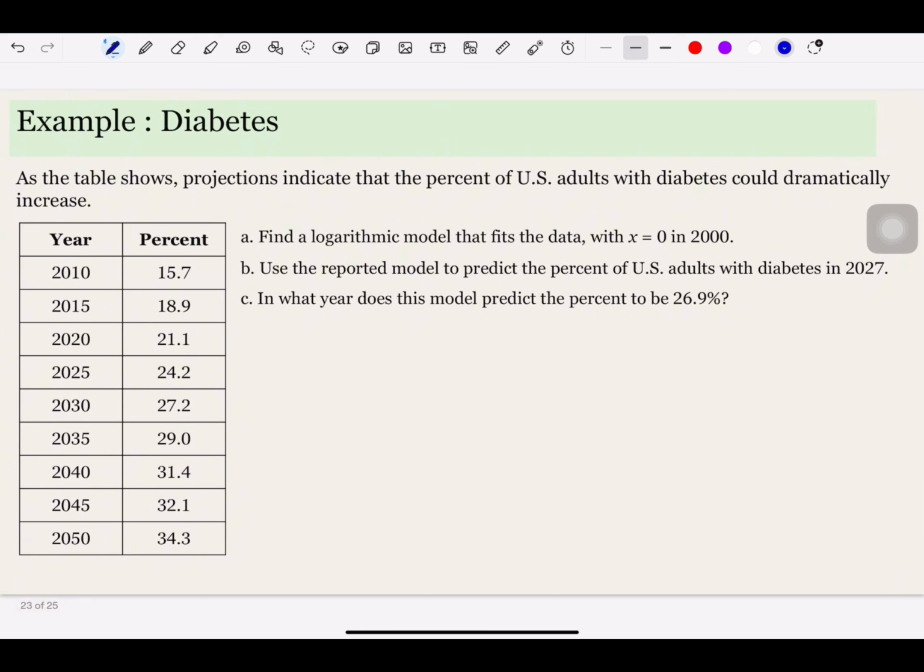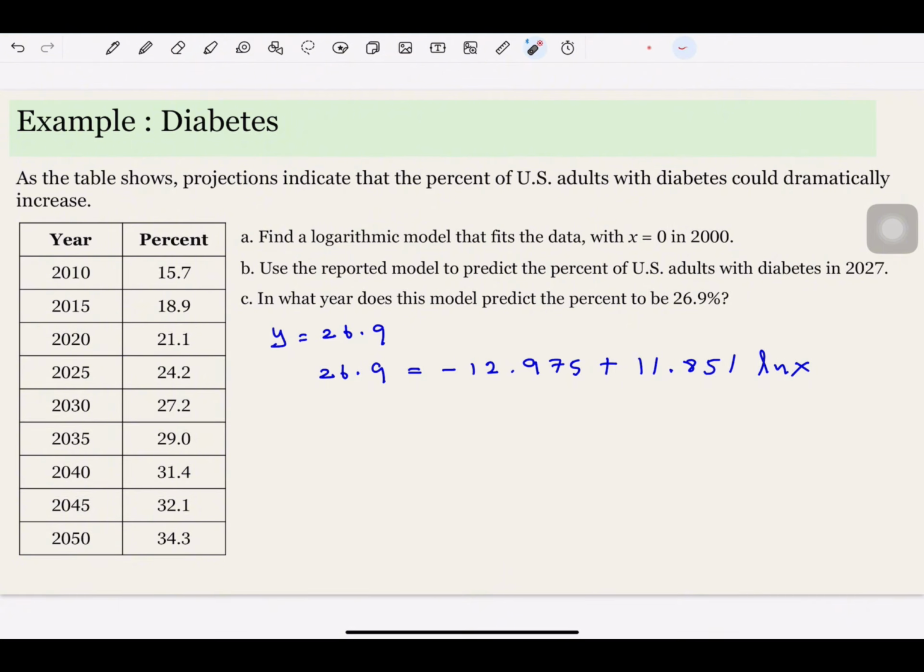In what year does this model predict the percent to be 26.9? That means you have to set y equals 26.9. So let's rewrite our model. 26.9 is equal to negative 12.975 plus 11.851 ln x. Okay, so now you have a logarithmic equation, and you have to solve this logarithmic equation.